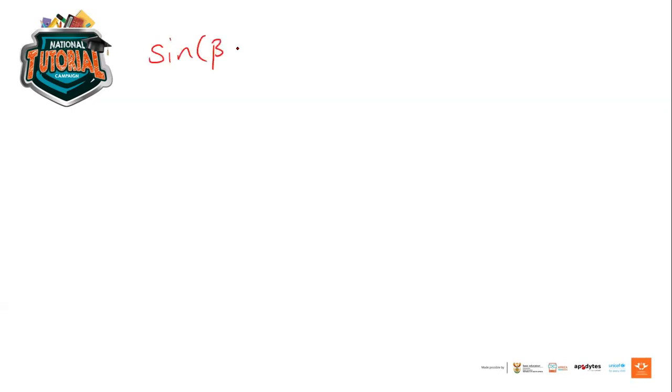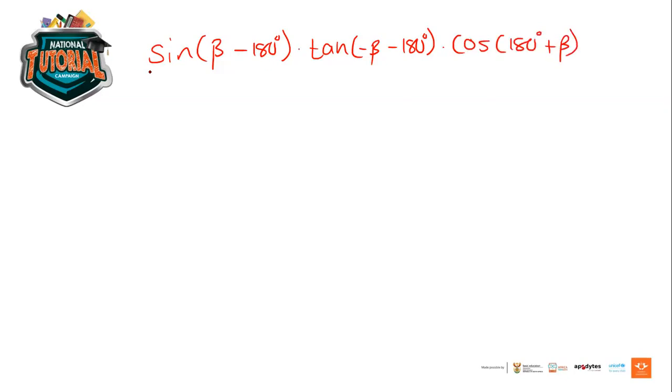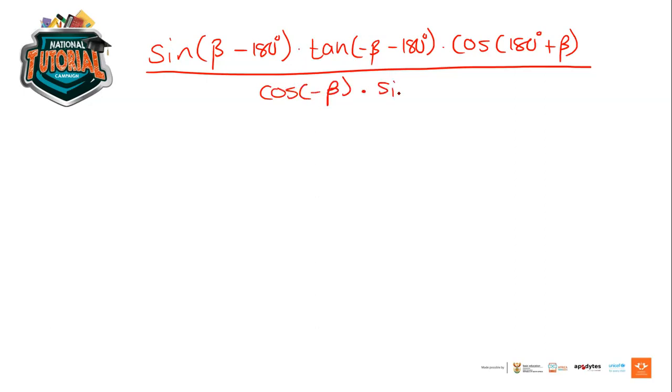We've got sine of (β − 180°) multiplied by tan of (−β − 180°) multiplied by cos of (180° + β), all over cos of (−β) times sine of (360° + β). As I go through this one, try and do it with me. See if you can get to the reduction before we do.